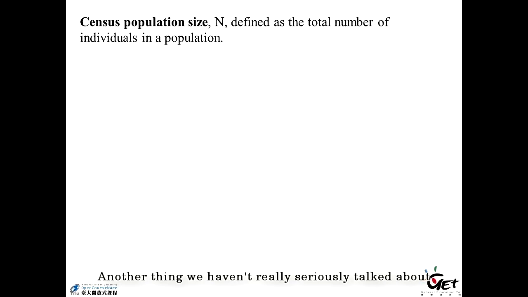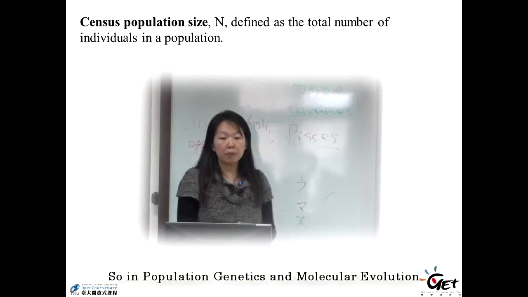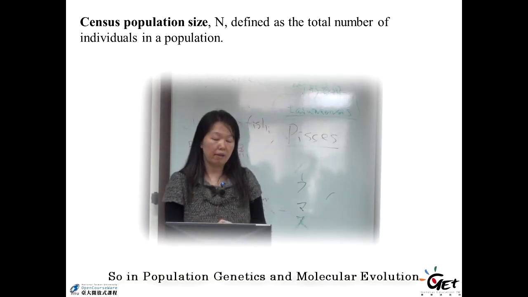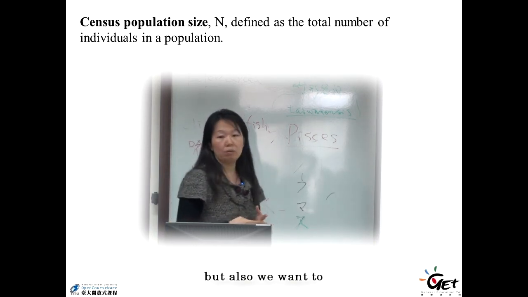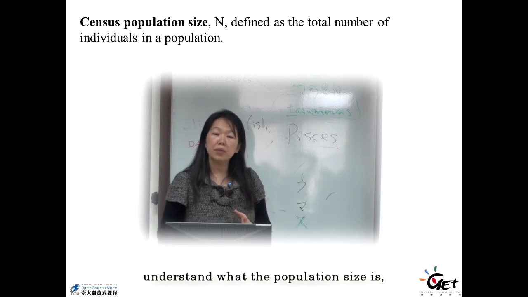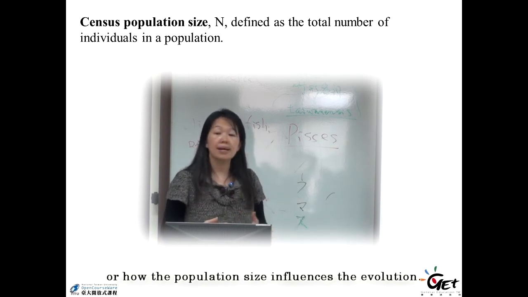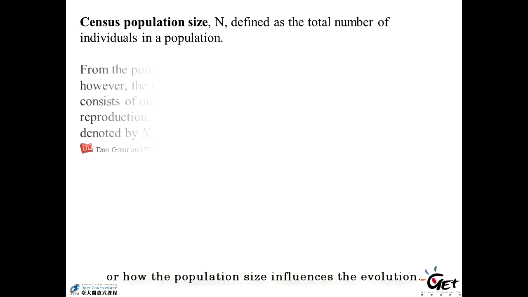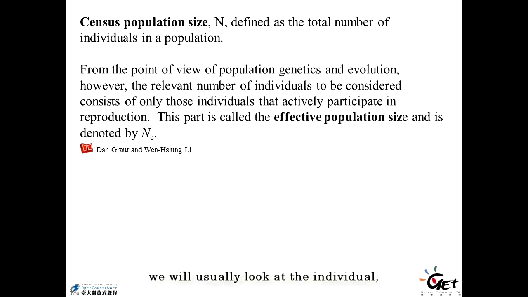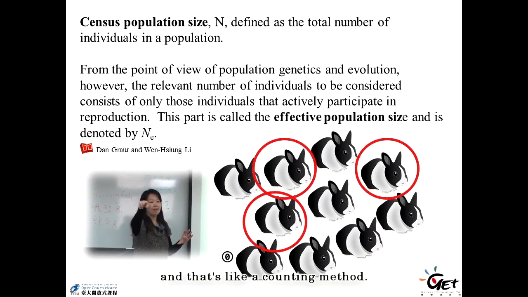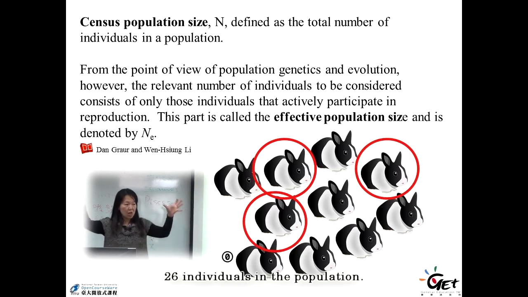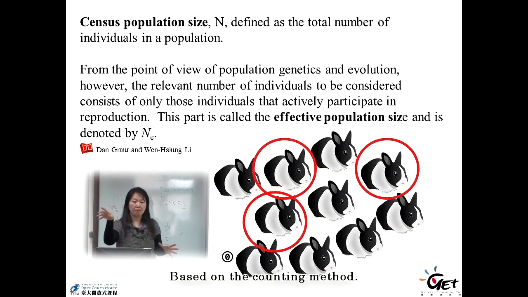Another thing we haven't really seriously talked about is the population size. In population genetics and molecular evolution, a lot of times we are talking about selection, but we also want to understand what the population size is, or how the population size influences evolution. Usually, if we look at a group of individuals, that's the counting method. We can count, say, 24 individuals or 26 individuals in the population. So that's the counting method.